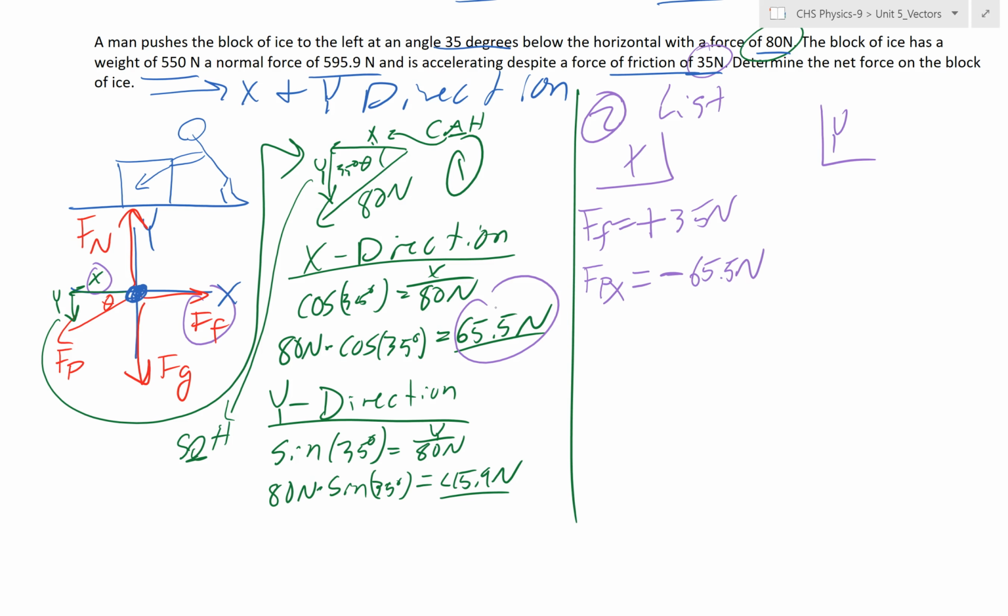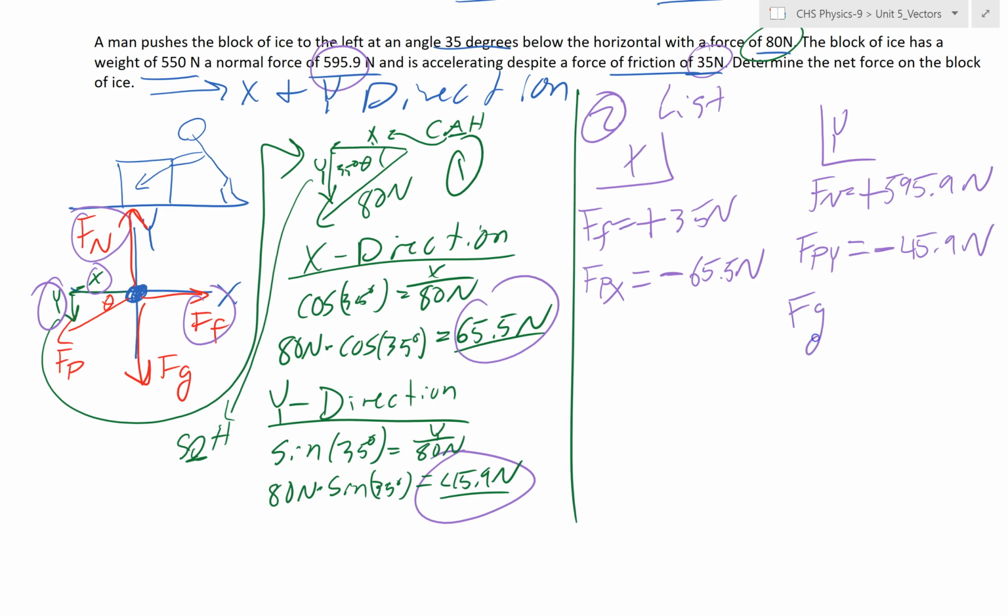And then for the y direction, we've got the normal force, which we're going to say is Fn equals a positive 595.9 newtons, as the problem says. And then we've got the force of the push in the y direction. That's this bad boy over here. This is also negative because it's pointing down, and we found that to be 45.9 degrees, or sorry, not degrees, newtons. And then the last one is the force of gravity. It gave us that in the problem. It said that we have a weight of 550 newtons. So remember that weight is the force of gravity.